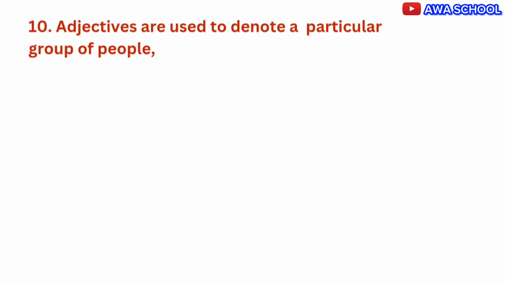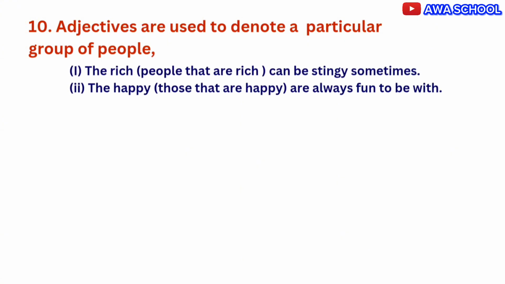The definite article the is also used for describing a particular group of people. Example, the rich can be stingy sometimes. Note that the rich in this sentence refers to the group of people that are rich. Is that clear? Example 2. The happy are always fun to be with. As with example 1, the happy in this sentence refers to the people that are happy.